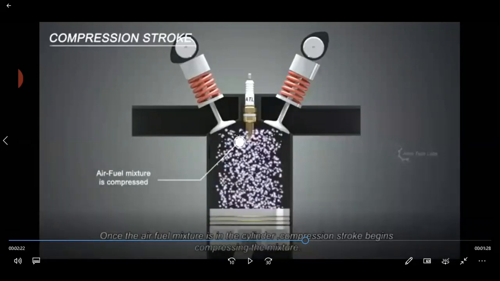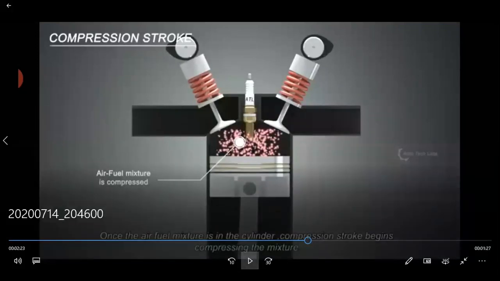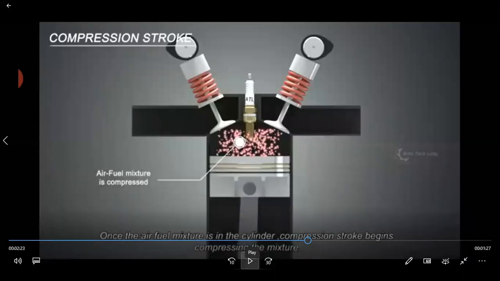Now the piston is moving up and it is the second stroke. Now the air fuel mixture is compressed. See, air fuel mixture is compressed here. The piston has moved up and the spark plug will now ignite. Spark plug will give the spark to the compressed air fuel mixture which is there inside. Now in that small space, the compressed air fuel mixture will get ignited here.